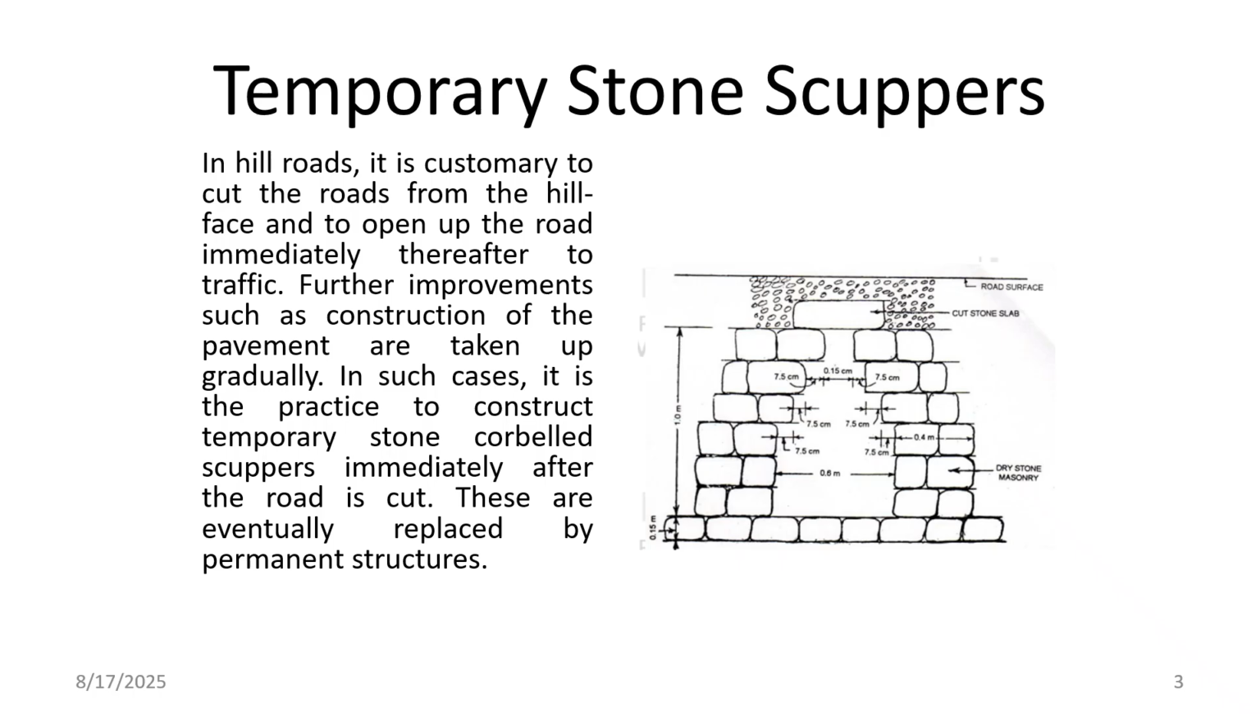The size of each scupper is small, about 100 to 150 millimeters. The main purpose is to carry away the surface runoff water. While they are simple and economical, they are not very durable. They clog easily with silt and debris and cannot handle large discharges. Hence they are mostly used in temporary bridges, culverts, or rural roads, and are later replaced with RCC pipe scuppers if used for permanent structures.